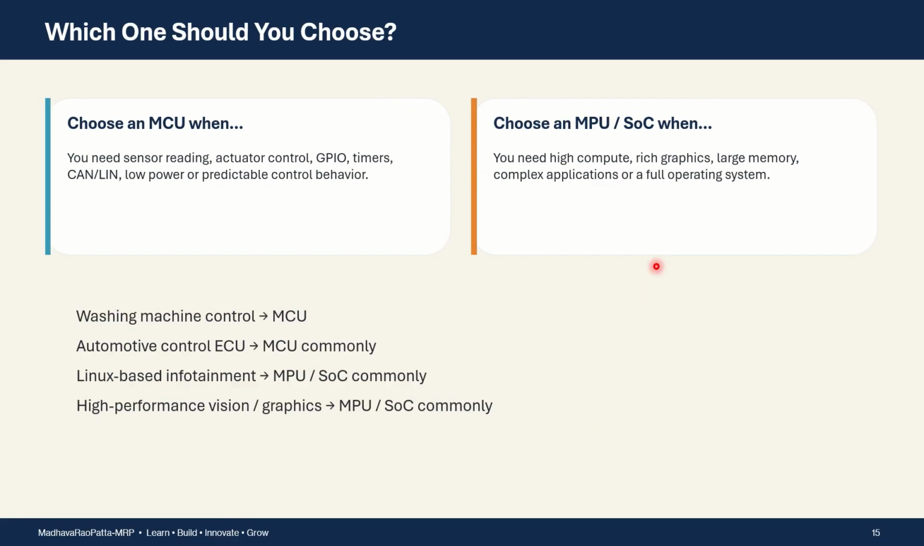Next, choose a microcontroller when you need sensor reading, actuator control, GPIO, timer, CAN, LIN, low power, and predictable control behavior. If your application needs this kind of thing, an MCU microcontroller is often a good choice. Then for a microprocessor or SoC, if you need high computing performance, rich graphics, large memory, complex applications, or a full operating system, a microprocessor or SoC may be more suitable.